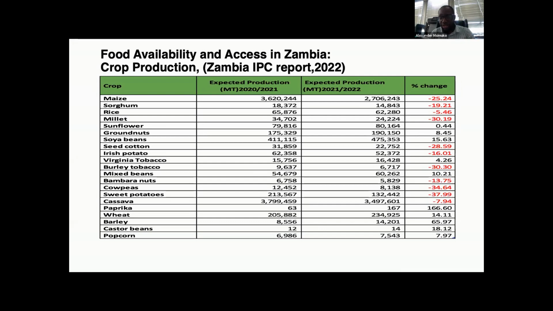And as you know, the IPC looks at it as sort of a snapshot. So we see that in the 8 months between now and January, there will be high food insecurity within the region, and people's ability to access food will be affected. Zambia already has about 1.9 million people that are projected to be in crisis between now and March next year.